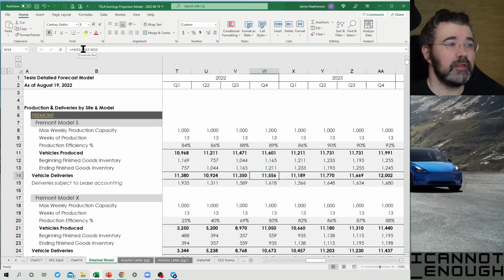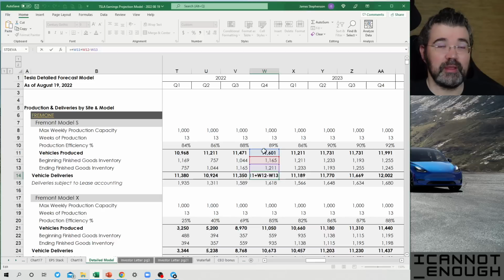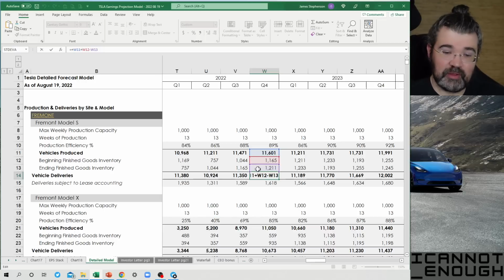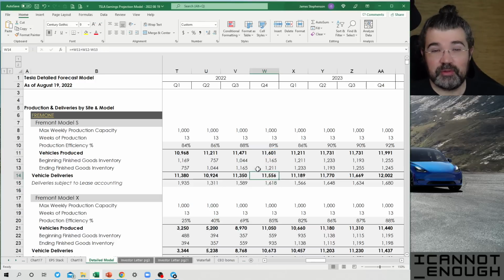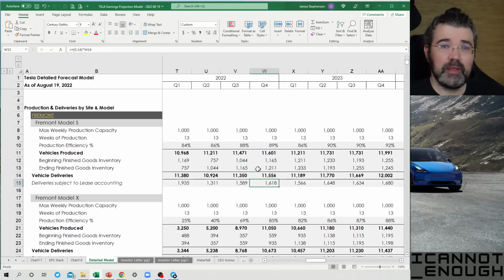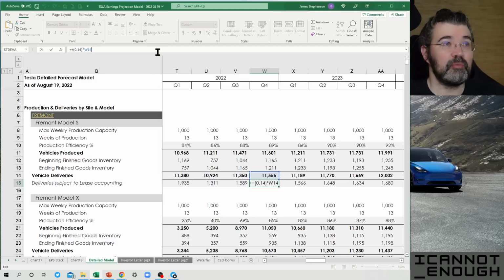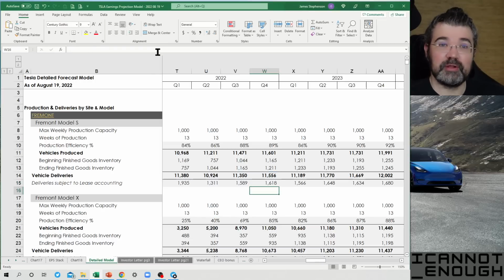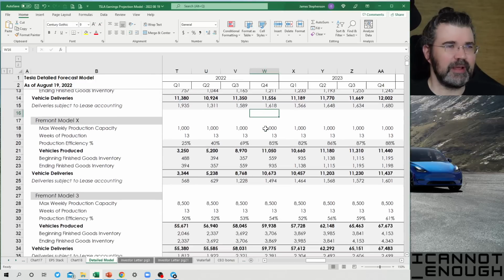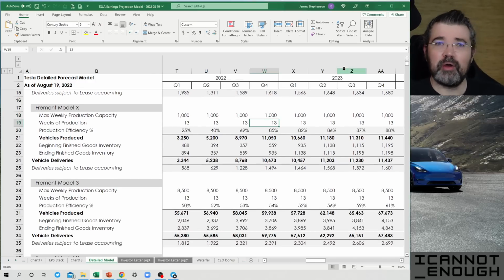And the vehicle deliveries will just be the number you produced plus the number you had already to start the quarter minus the number that you expect to have in ending inventory. That's how you get your deliveries forecast for each model at each site. And there's a formula here for forecasting how many of those deliveries will be leases. I'm forecasting it'll be about 14% of deliveries. That's a number that we often see reported by Tesla for Model S and Model X, which is the next vehicle you see here. So same deal, same rigmarole.